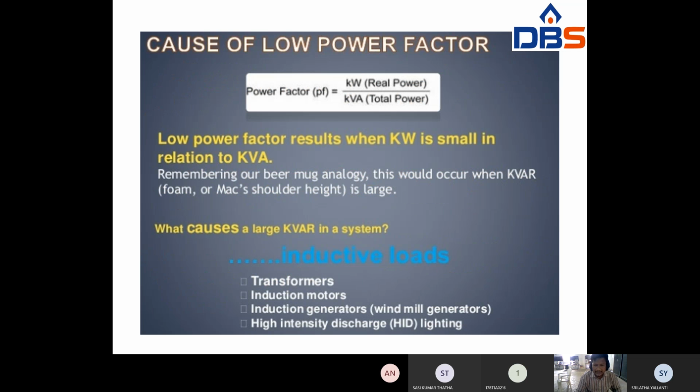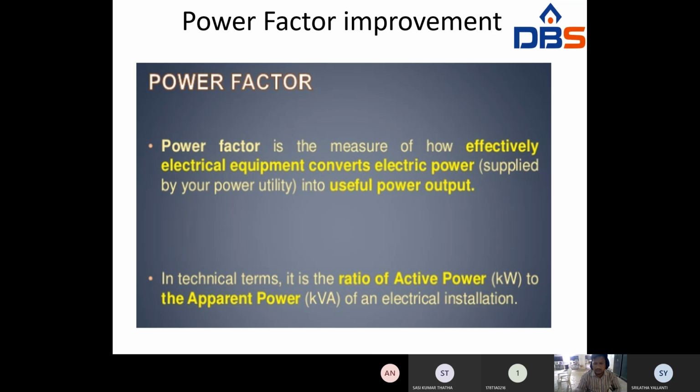So it is the ratio of active power, that is kilowatt, to apparent power, that is kVA, of an electrical installation, whatever it may be. So cos phi is equal to kilowatt by kVA. Therefore kilowatt is equal to kVA into cos phi, right? Now this is the power factor definition.